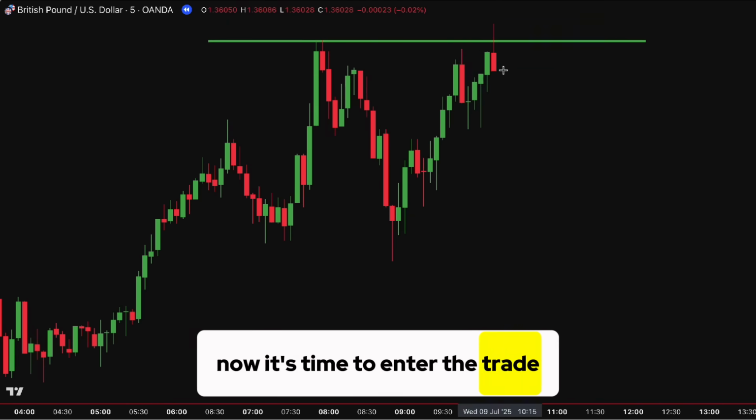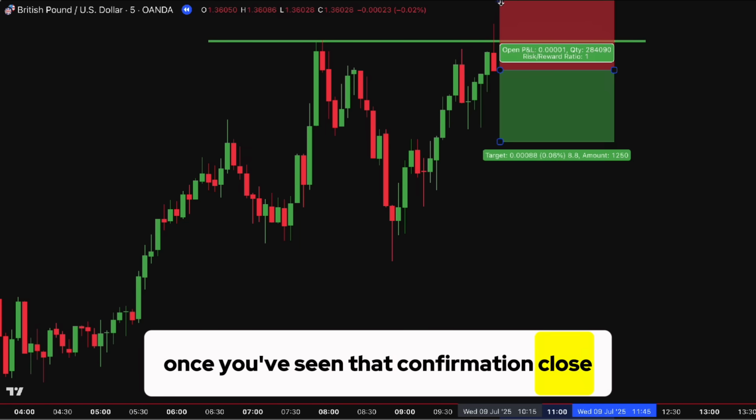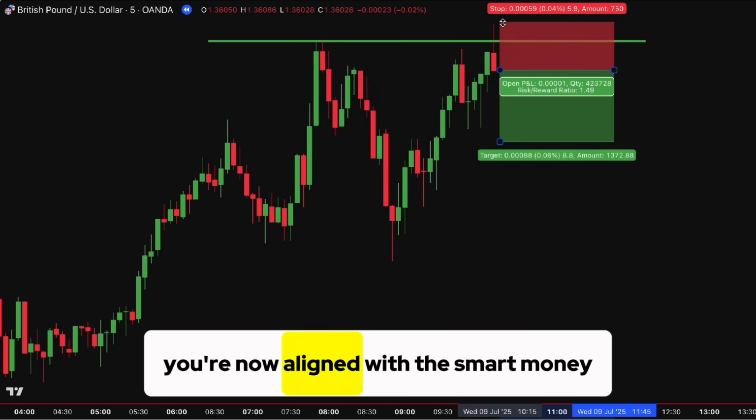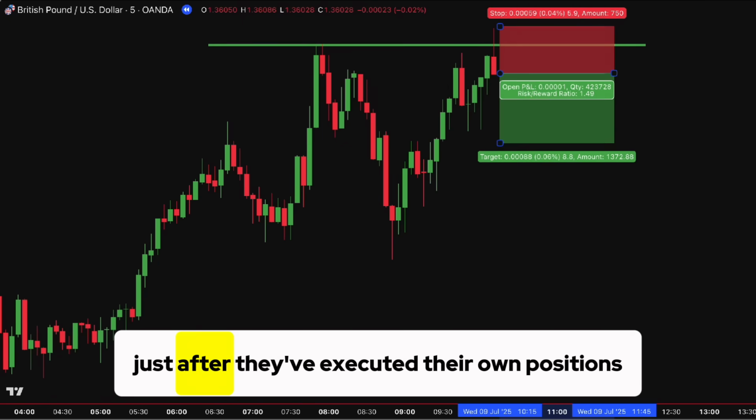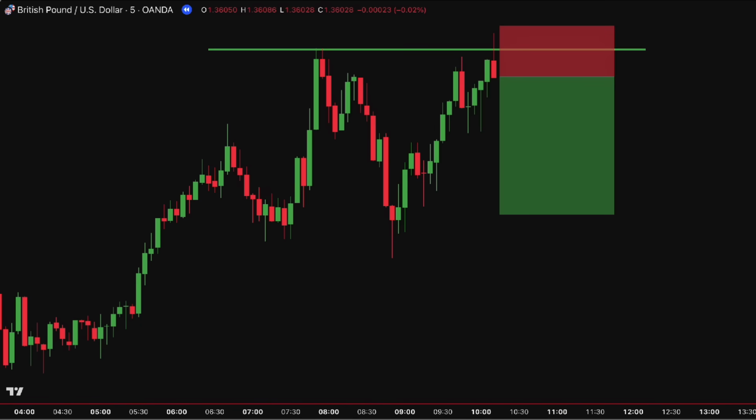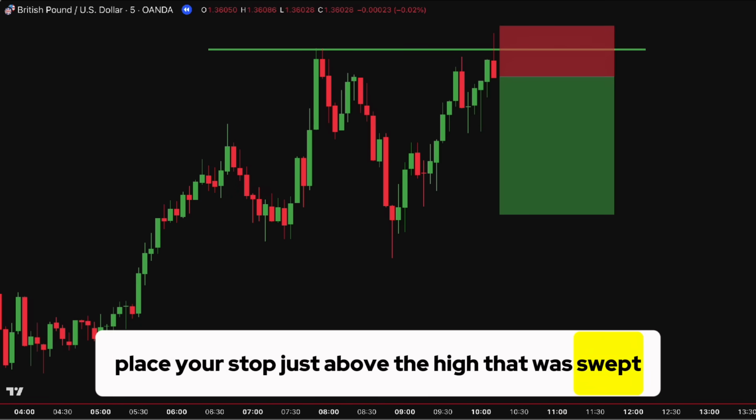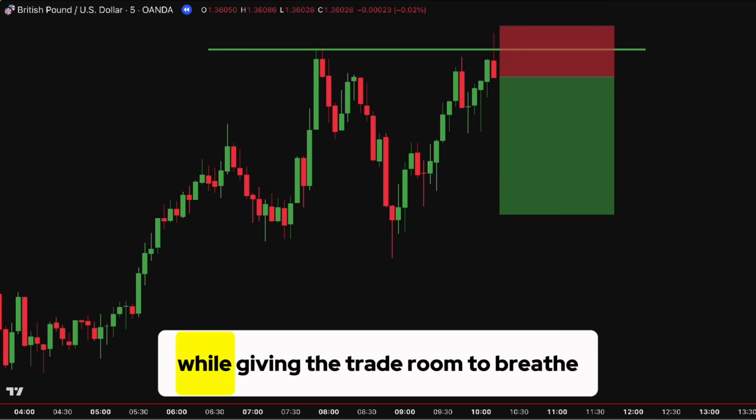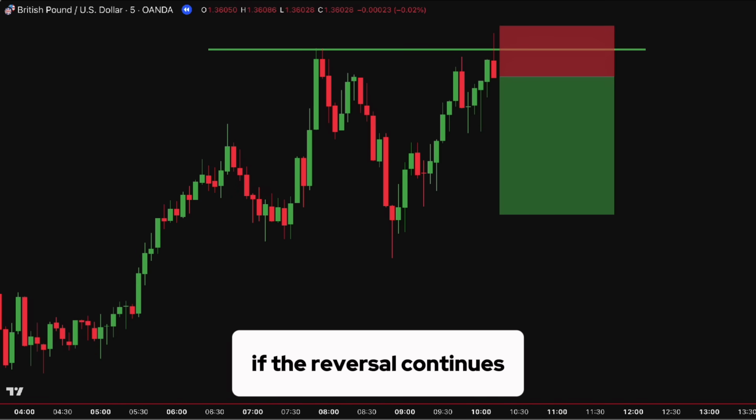Now it's time to enter the trade. Once you've seen that confirmation close, you can look to go short. You're now aligned with the smart money, entering just after they've executed their own positions. Place your stop just above the high that was swept. This keeps your risk tight while giving the trade room to breathe if the reversal continues.